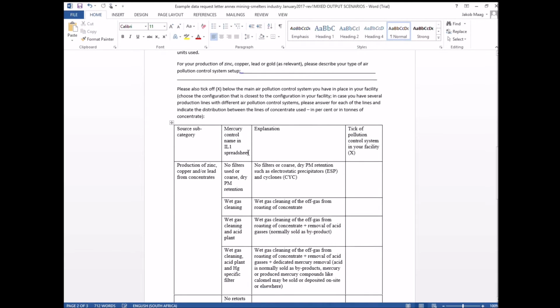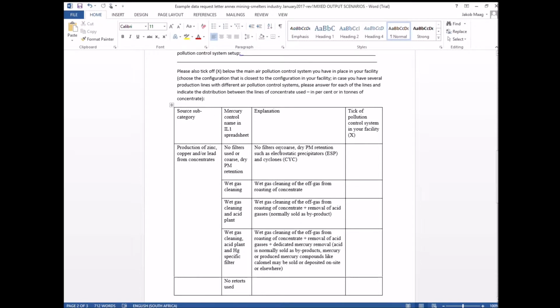The next thing we ask them is in this table here below. Please also tick off below the main air pollution control system you have in place in your facility. And in parentheses, choose the configuration that is closest to the configuration in your facility. So here they have some categories. We already know them from our example. And they have to tick off which to use. It also says, in case you have several production lines with different air pollution control systems, because they actually may have that, please answer for each of the lines and indicate the distribution between the lines of concentrate used in percent or in tons of concentrate.